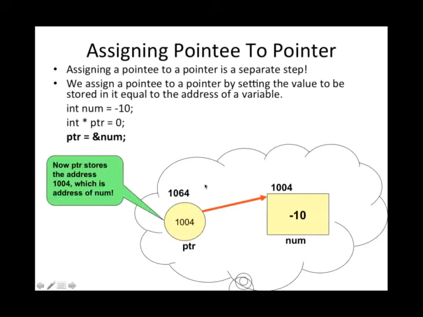If I do this, int num equals -10 is declared, which is this guy over here. ptr was declared, which was that guy here. But then I do this line here: ptr equal to address of num. Meaning of that is, hey pointer, copy address of num inside yourself. So this 1004 will be copied here.